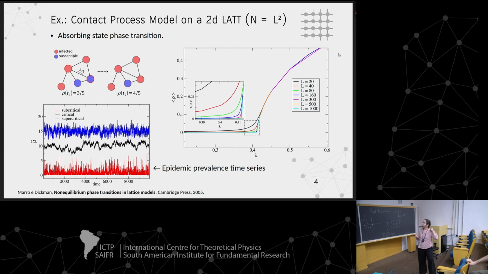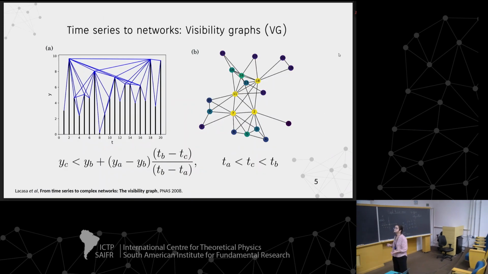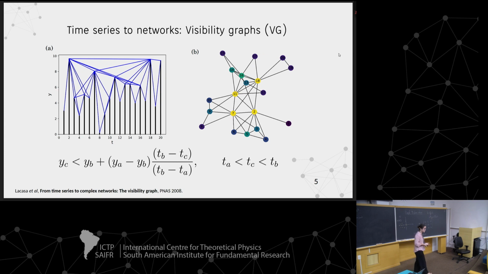So I'm interested in studying different time series in different regions: in the subcritical region, in the supercritical region, and in the critical region especially, right, at the critical point. So once I have generated these time series, I will map them onto networks, right?